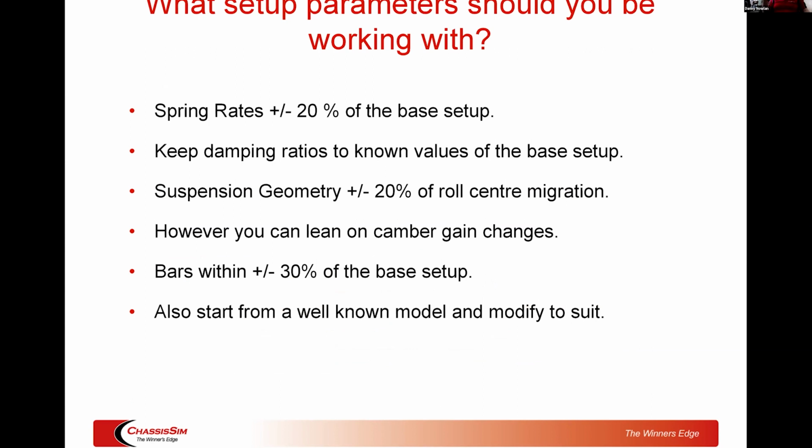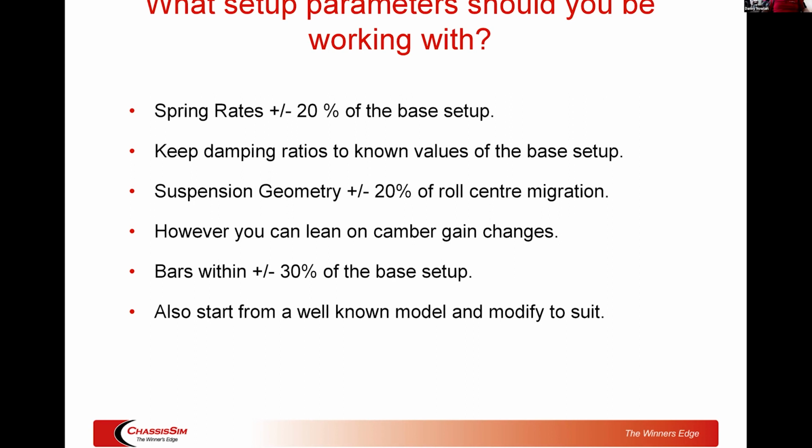Okay, so here are some rough rules of thumb when you're getting started. Spring rates are going to go about plus or minus 20% of the base setup. You keep damping ratios to known values of the base setup. Why? Because if you go beyond that, you're going beyond the area that you have a model. And number two, if you get out of that window, the tire temperature effects start to become very, very radically different. And even when you've got tire temperature modeling turned on, you can still fall into this trap.